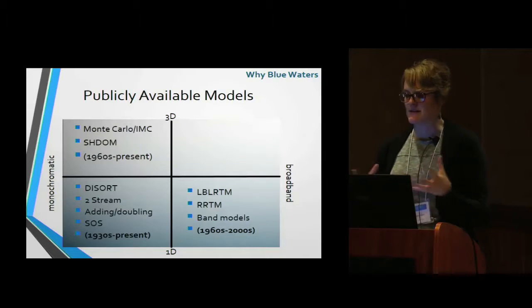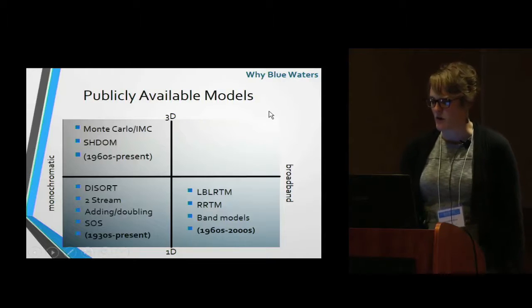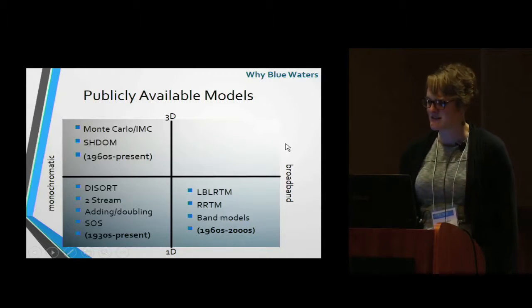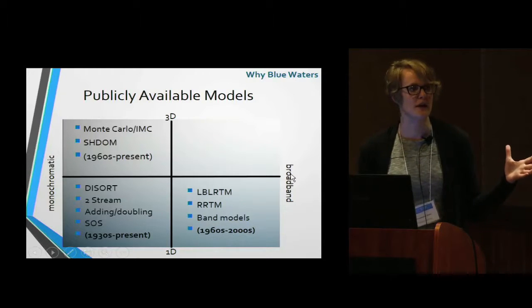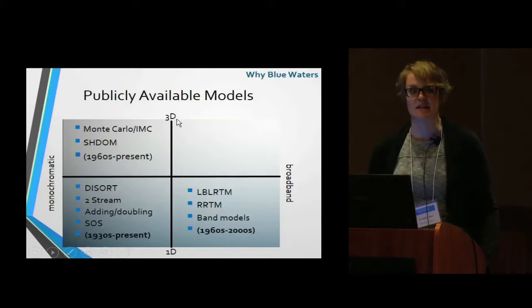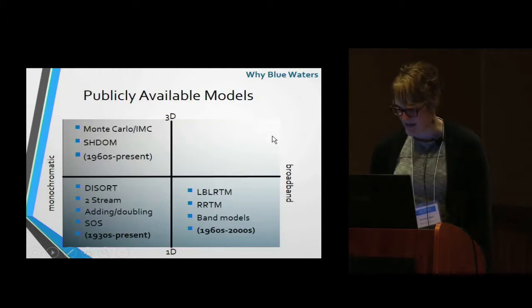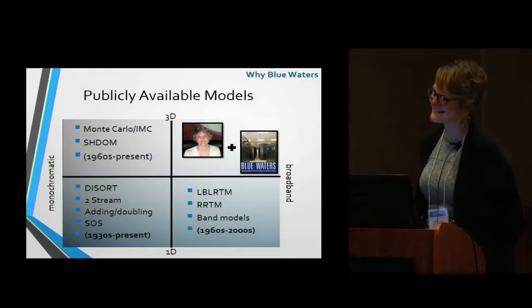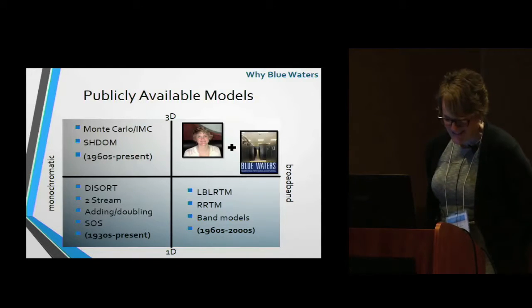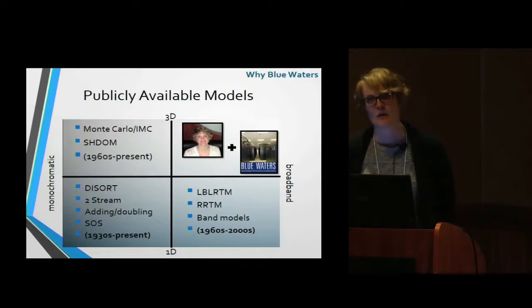So this is just a sampling of the publicly available models that are out there. And in this quadrant, in this big blank space, which is the intersection of broadband, which means integrating over the electromagnetic spectrum, and 3D, allowing radiation to move in all dimensions, there's a hole, and that's where I came in with Blue Waters. So before we can answer any interesting science questions or quantify the bias, this model has to be developed.